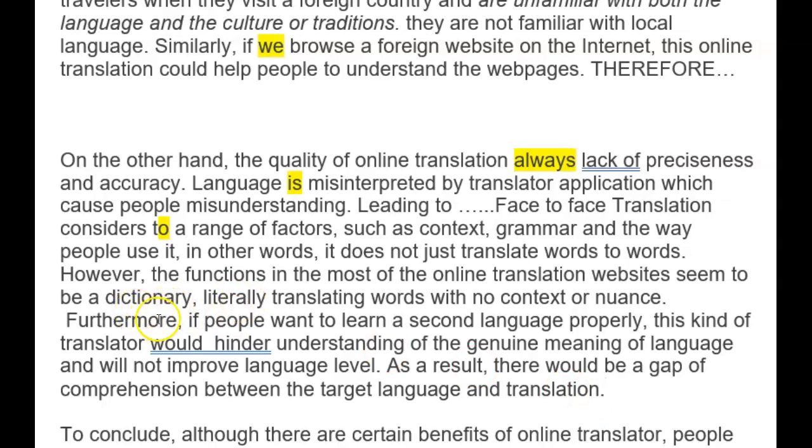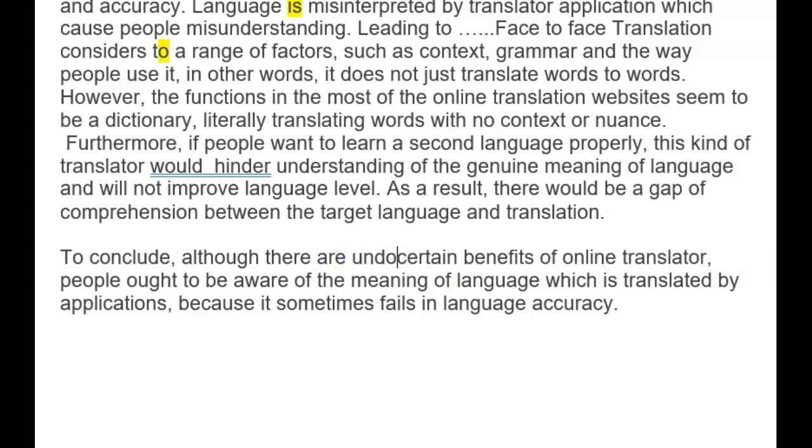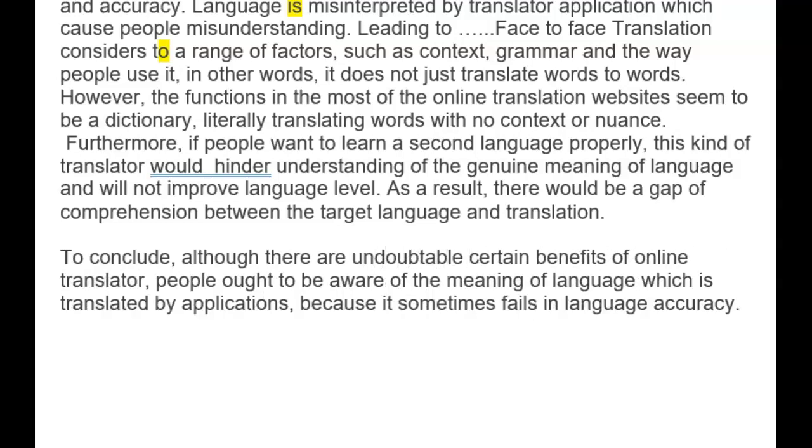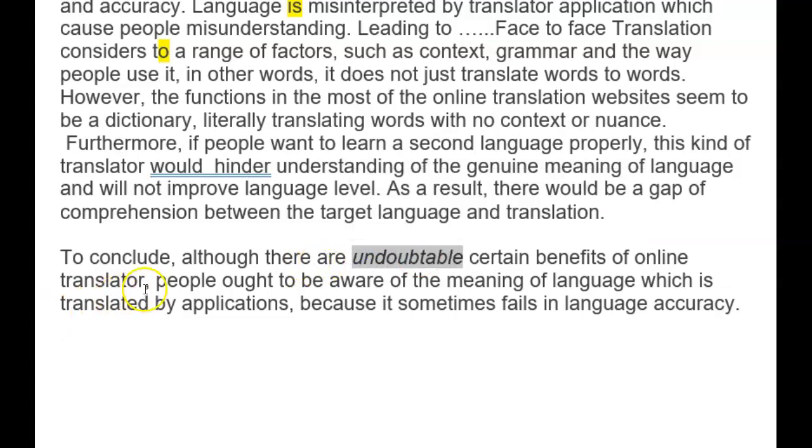So you've got your furthermore, you've got your as a result. Good connecting words. Very, very good work on the connecting words there. Conclusion. To conclude, sorry, although there are certain undoubtable benefits, go stronger here, okay, of online translations.